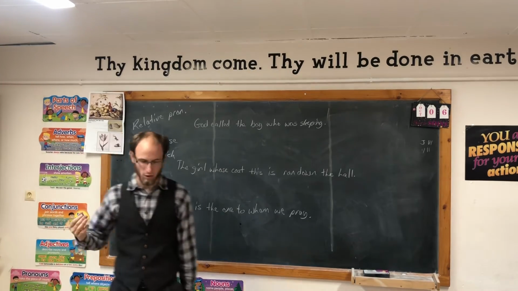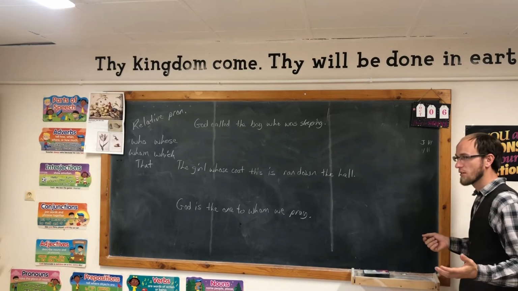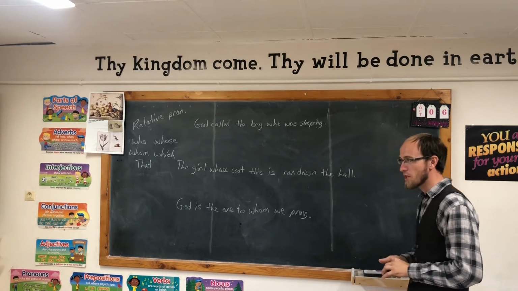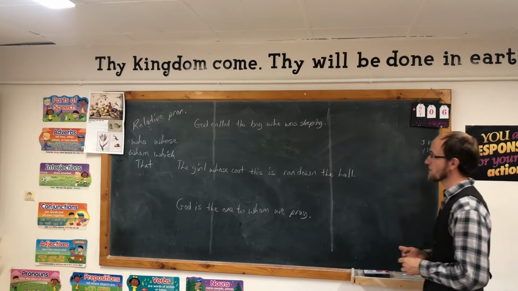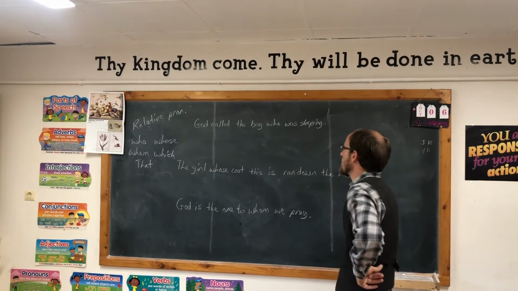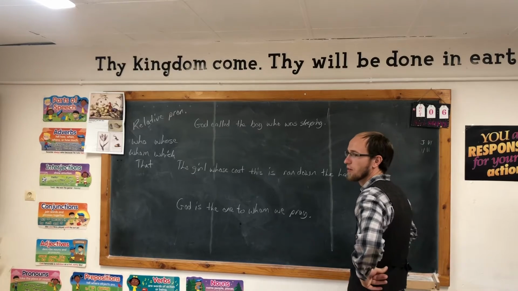So let's review. What is a clause? A group of words that has a... Good, a group of words that has a subject and a verb. A subject and a predicate, that makes a clause. Let's look at this first sentence. God called the boy who was sleeping. What is the main clause, the independent clause? First clause.